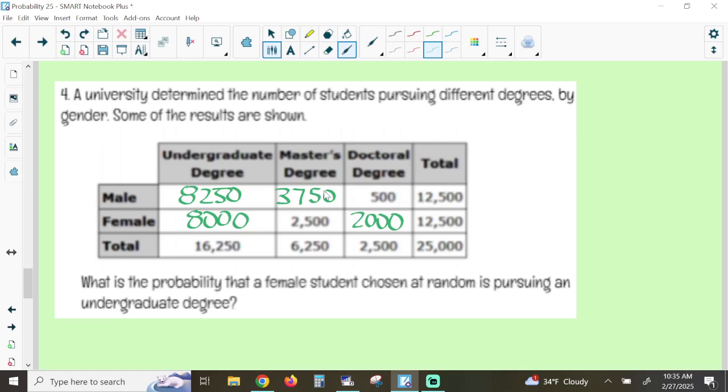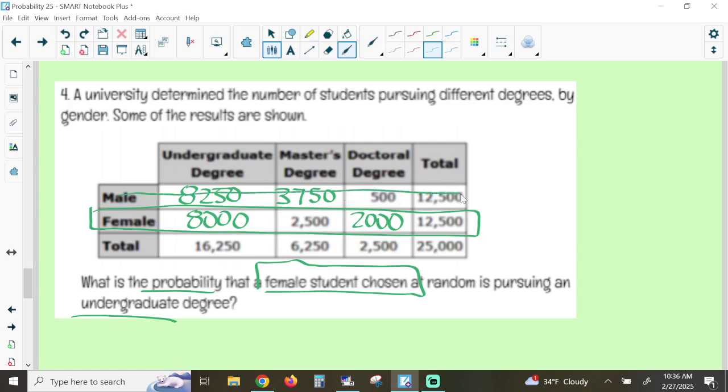There are our numbers. What is the probability that a female student chosen at random is pursuing an undergraduate degree? So, what's our total? We are only using what? We are only using females, aren't we? That a female student chosen at random, which means we did extra work and we didn't even need to, right? Because we only needed that row. So our total is going to be 12,500.